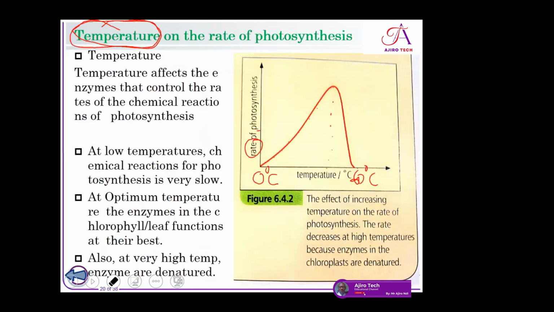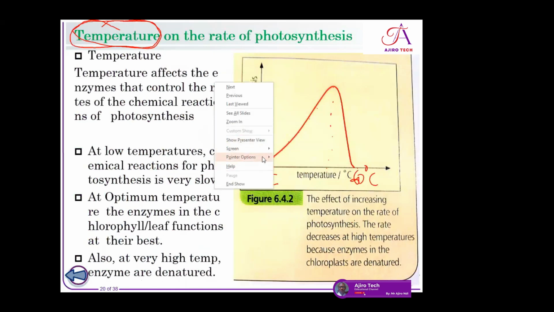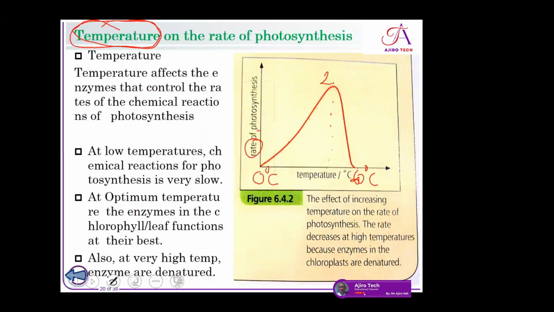For plants, the optimum temperature is around room temperature. So let's say this is 27 degrees C, and this is, let's say, 35. When you increase the temperature gradually from zero, the rate is increasing, and the rate is highest at the optimum temperature, which is 27.